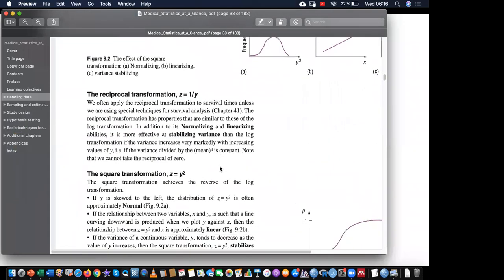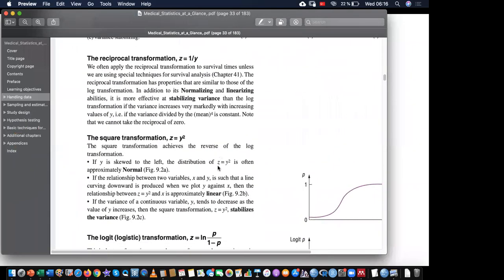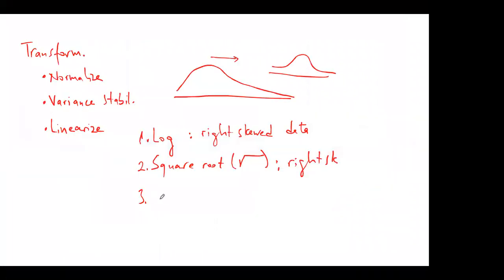These are the famous transformations, by the way. You can do any kind of transform, any kind of formula you can apply. The next one is the reciprocal transformation. Reciprocal means 1 divided by your data.